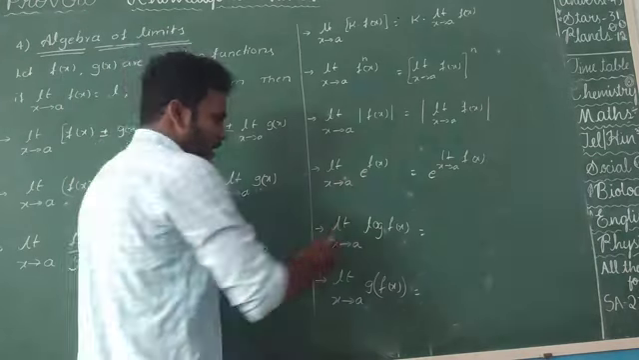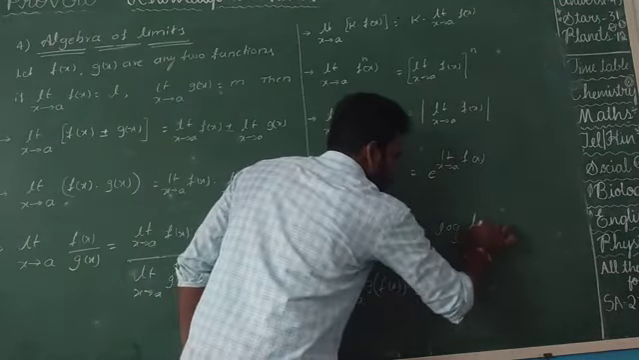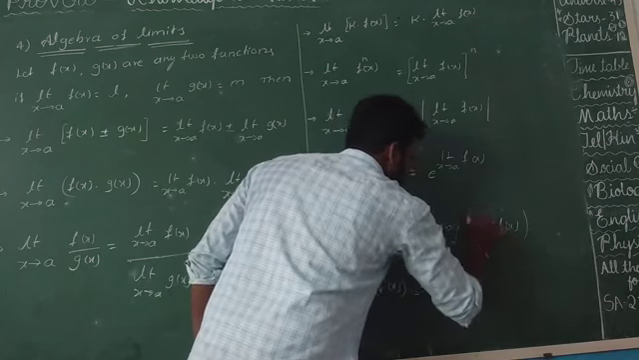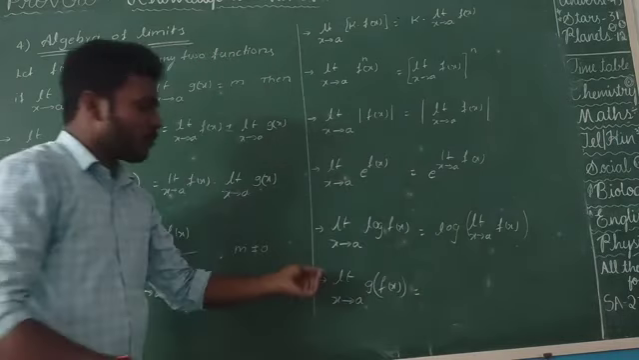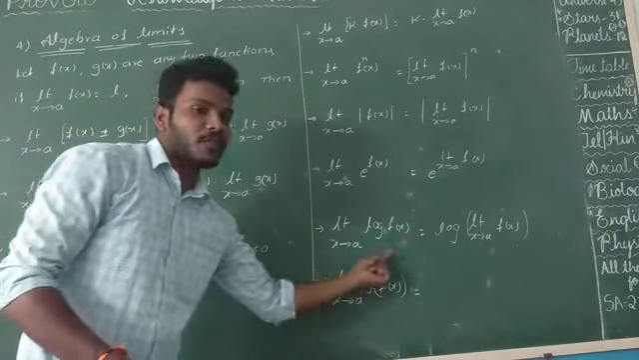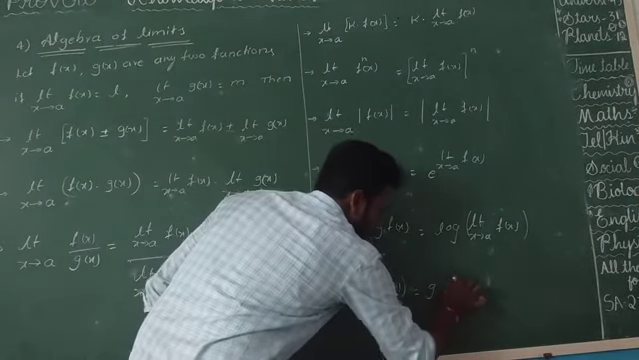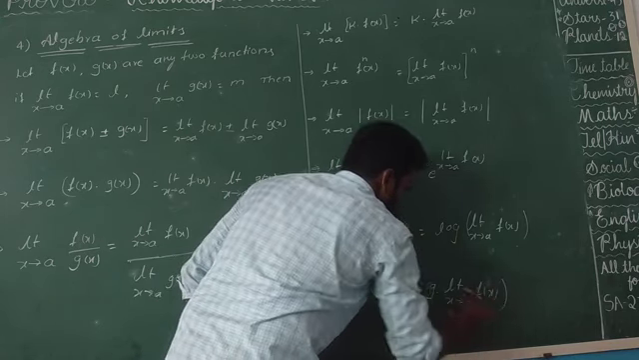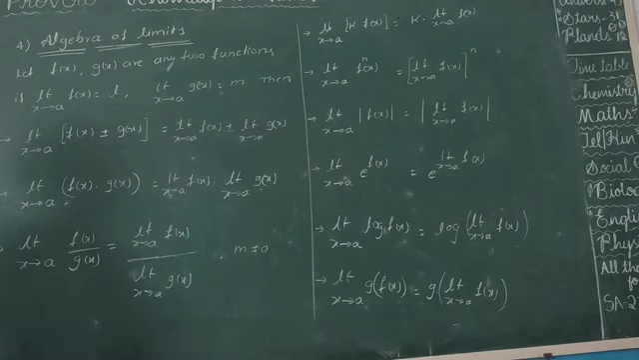Now here also, in the same manner, the logarithm is taken as log of limit x tends to a, f of x. In the same manner, g is a separate function, g of f of x, a composite function like this. So g of limit x tends to a, f of x. That is the manner. So this is the algebra of limits.